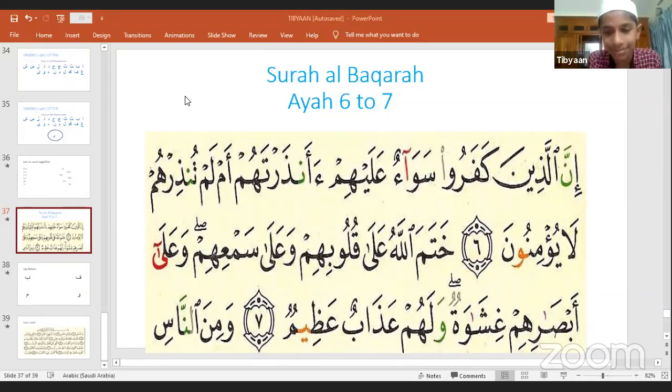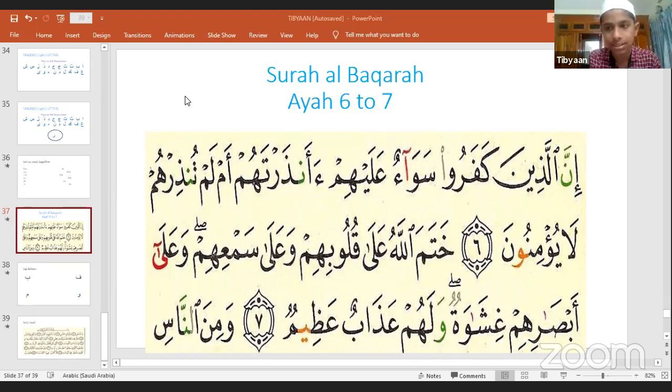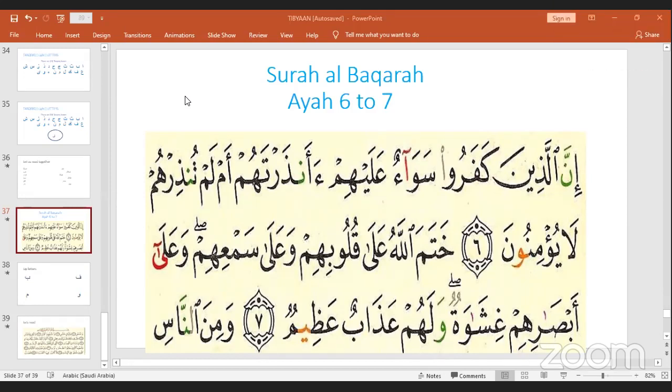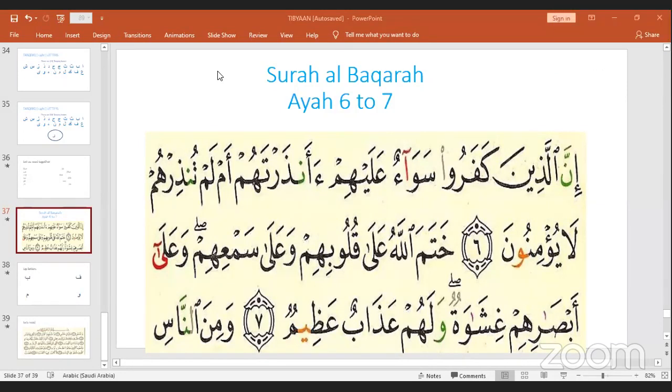MashaAllah, you have done the makhraj and all perfectly, MashaAllah. But wa'ala, a little more stretching is required. Yes, perfect, MashaAllah. Very good. Now we'll go through a little faster. So anyone again for the 6th ayah?